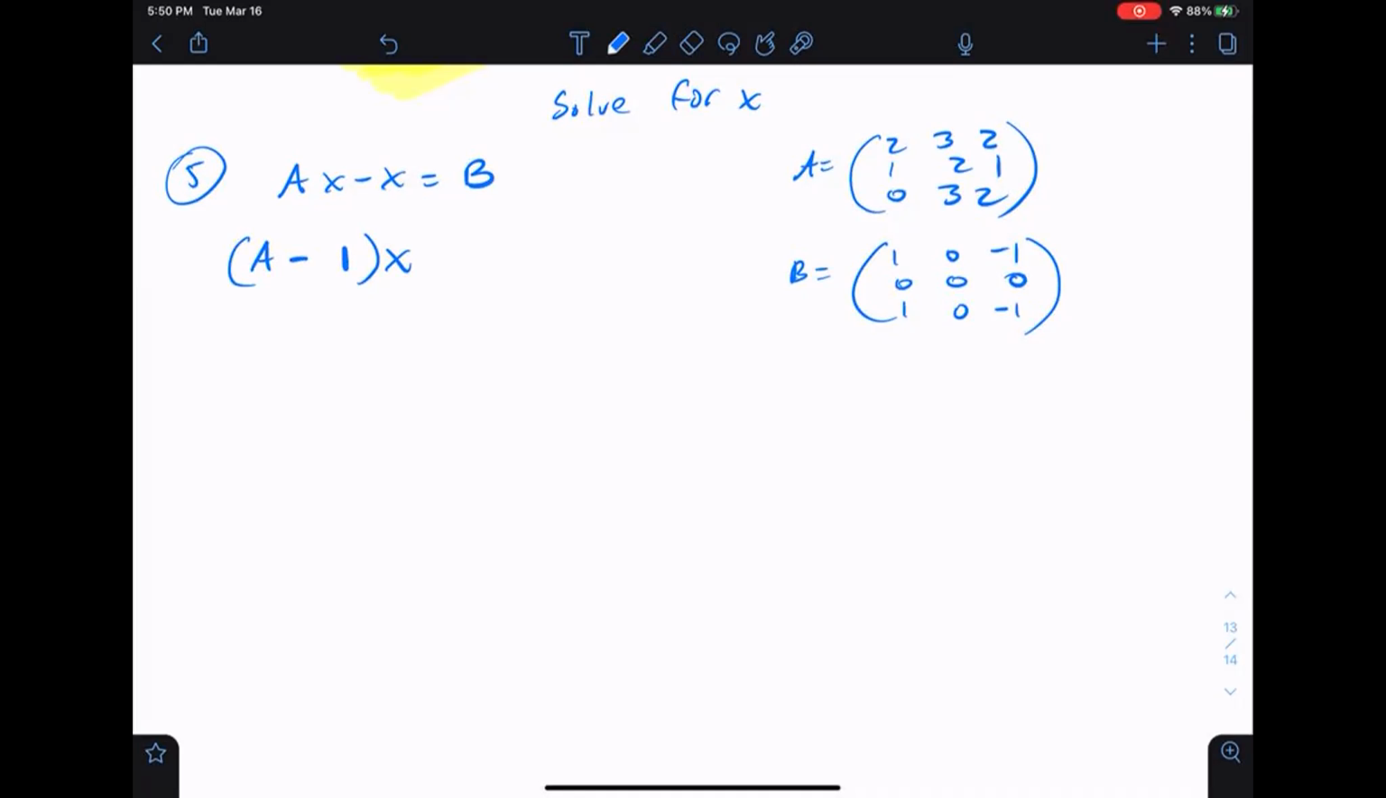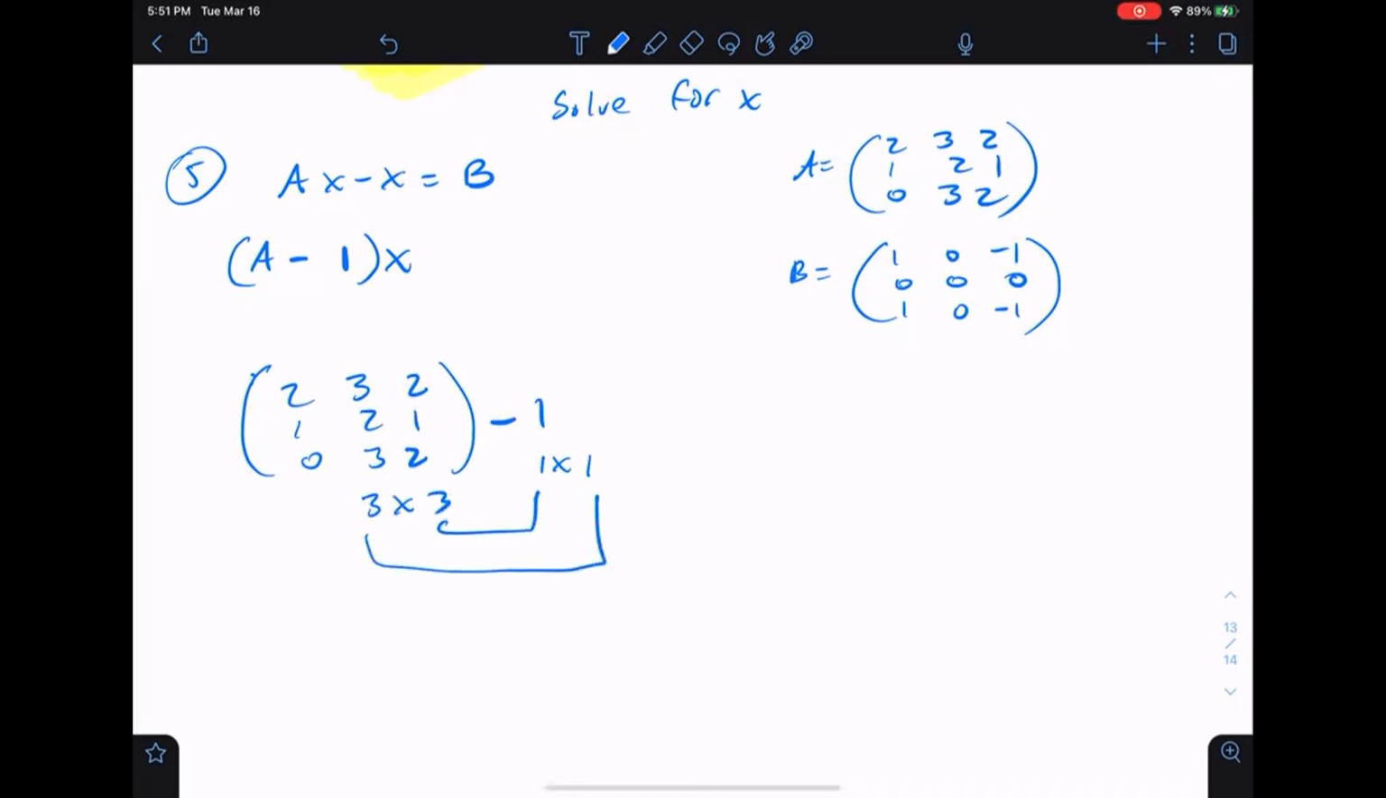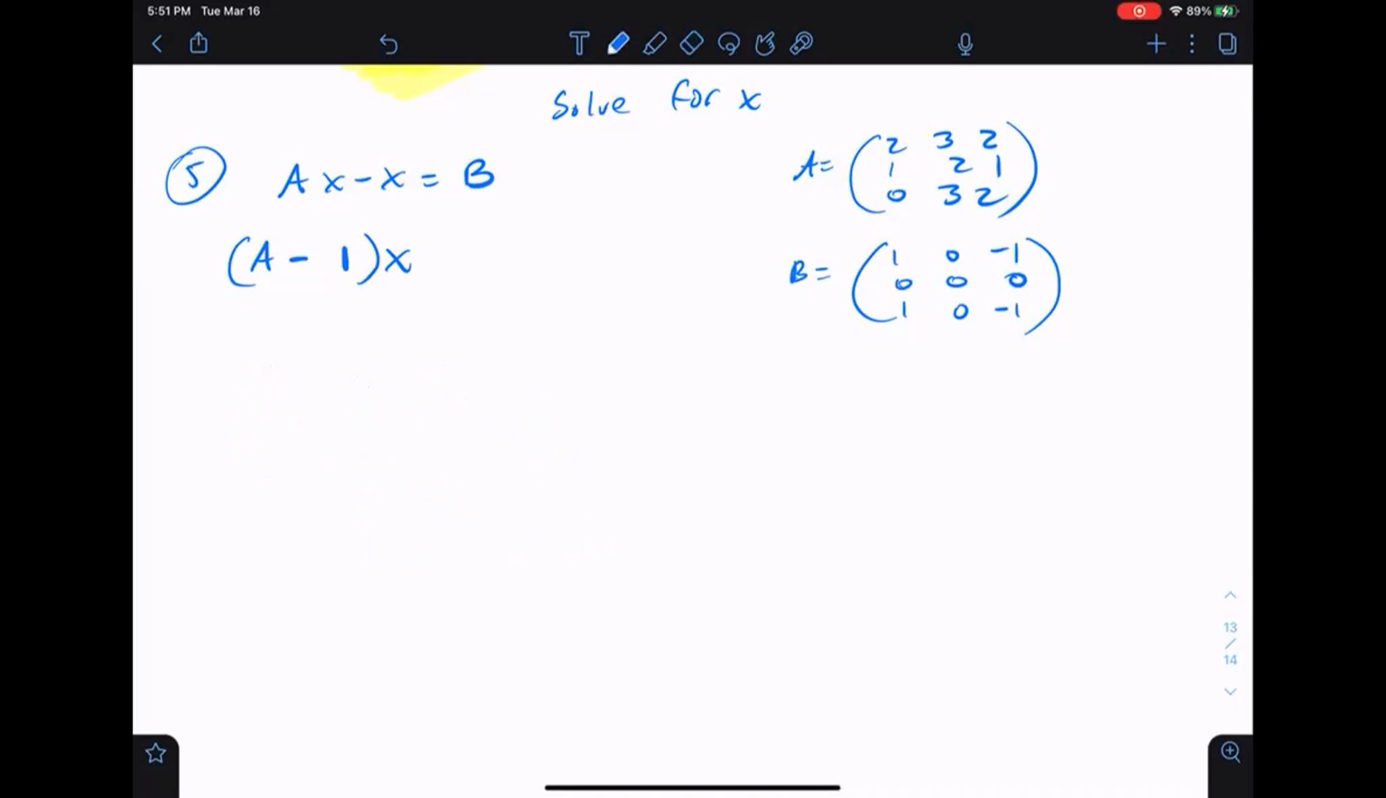Remember, you cannot subtract a matrix from a number. For example, if A was 2, 3, 2, 1, 2, 1, 0, 3, 2, can you subtract that from 1? Impossible. You cannot do that, because this would be 1 row, 1 column, and this would be 3 by 3. Do the dimensions match? No. So that means this is wrong. So what should I put for 1? The identity. The identity is a matrix.